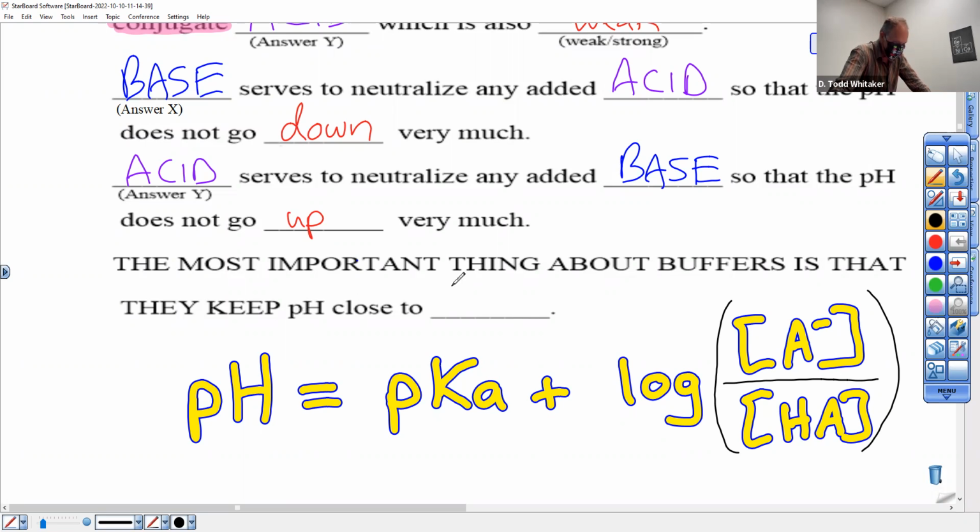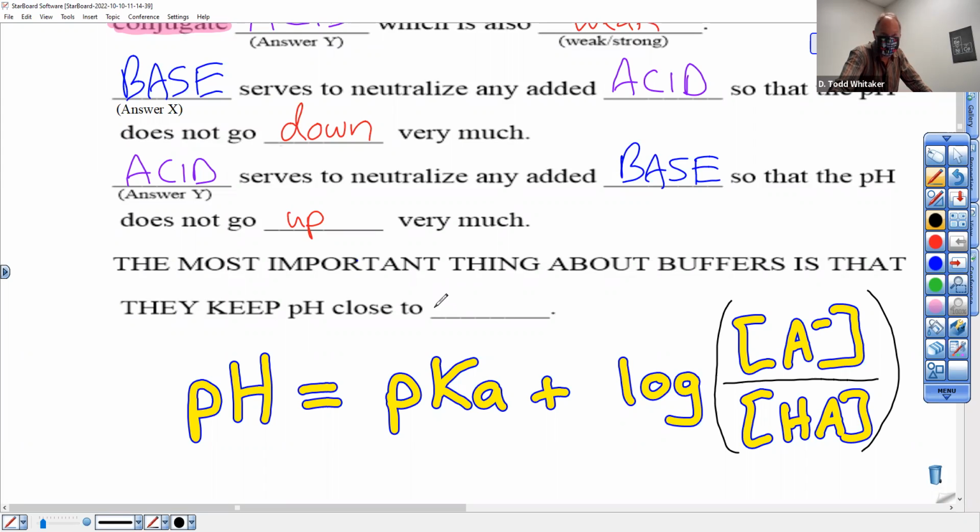The most important thing about buffers is that they keep pH close to what? I'm not going to say what the answer I heard was, though it is the most common mistake I've heard on that question for 30 years in a row. No, you both are giving me specific numbers. There are thousands of different buffers that will work at different numbers. So I don't want a number, I want a variable.